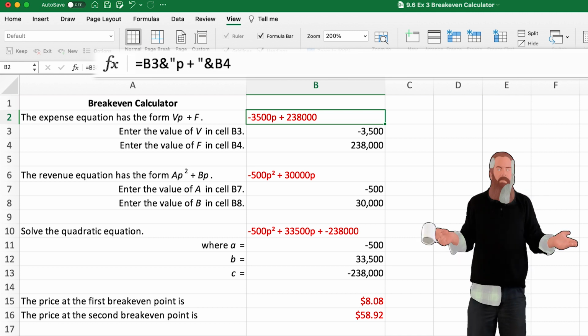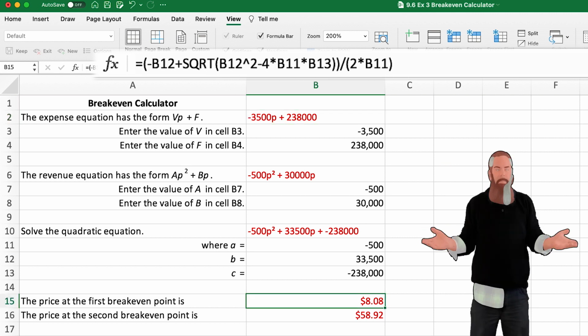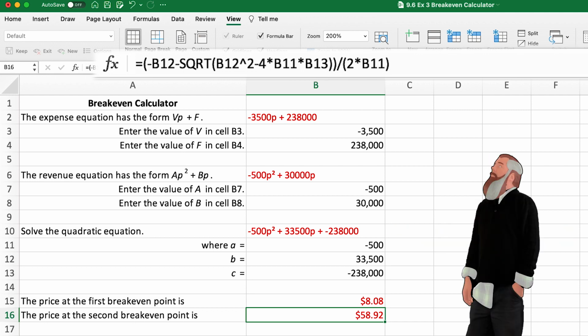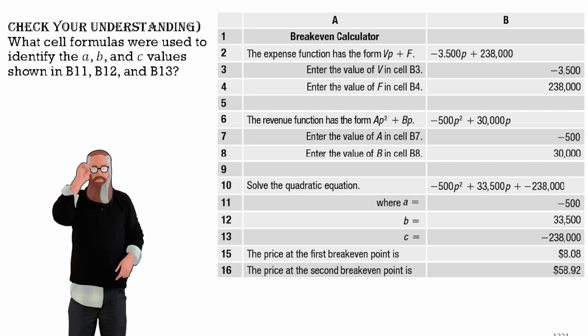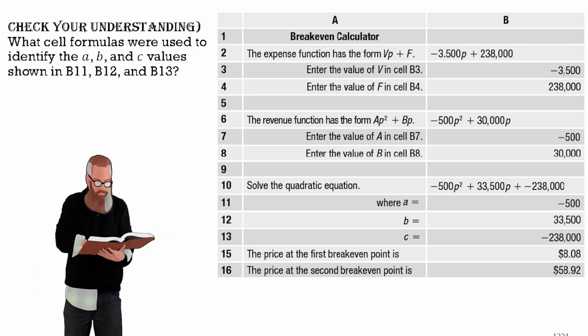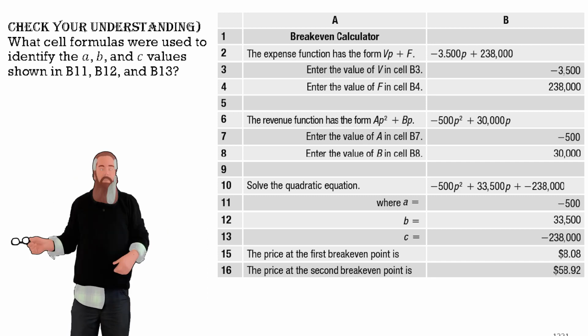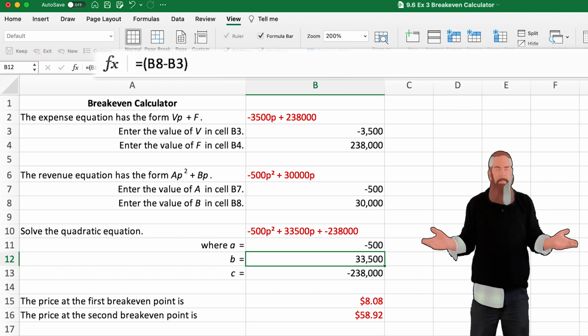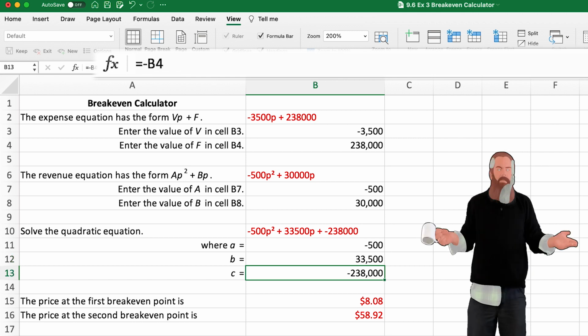Cells B15 and B16 are the break-even points calculated using the quadratic formula. For B15, the formula can be seen in the command bar. And for cell B16, the formula can be seen in the command bar. Let's check our understanding. What cell formulas were used to identify the A, B, and C values shown in B11, B12, and B13? Here we can see the formula used for B11. Here is the formula for B12. And the formula for B13.